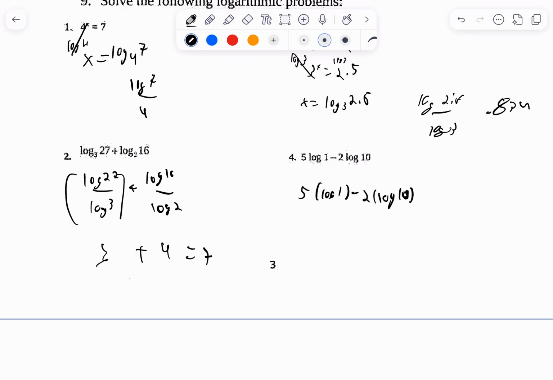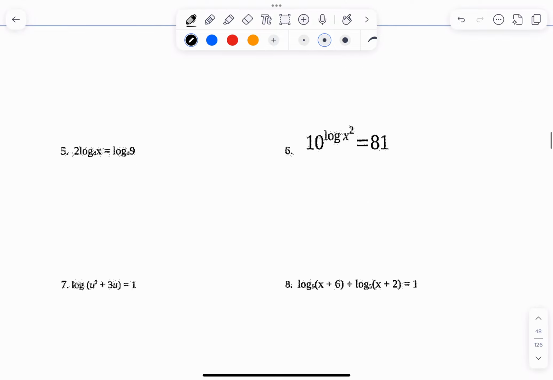Log 1, if you put it into your calculator, will equal 0. So you have 5 times 0 minus, and then log 10, if you put it into your calculator, will equal 1. So minus 2 times 1. And basically 0 minus 2 equals negative 2. So that's your answer. Okay, and it repeats like that.